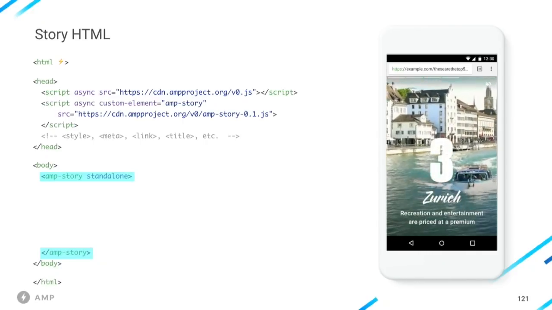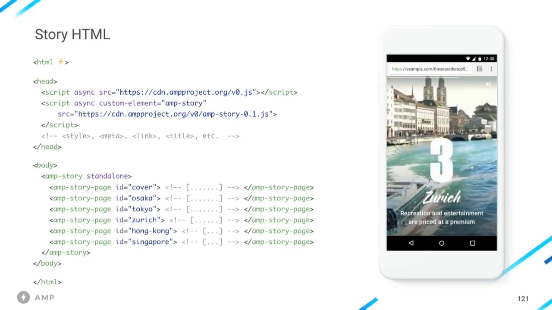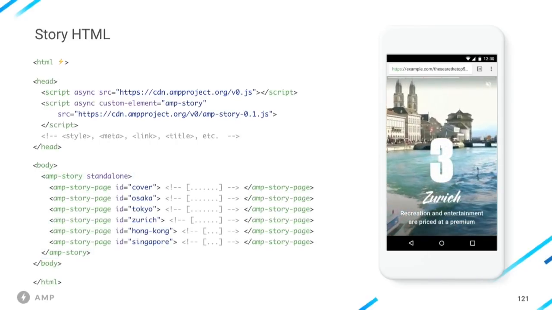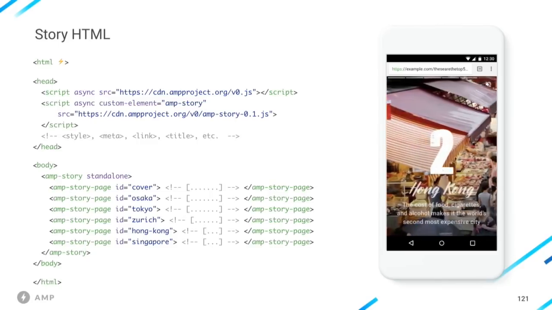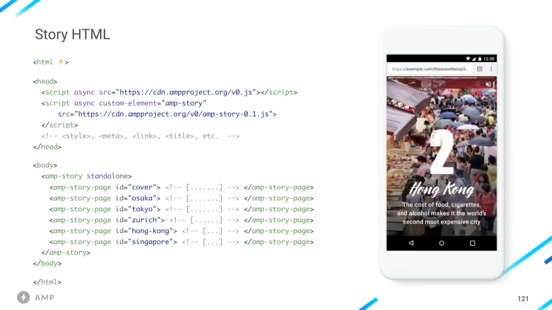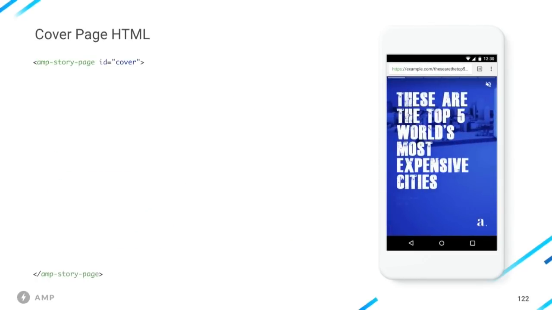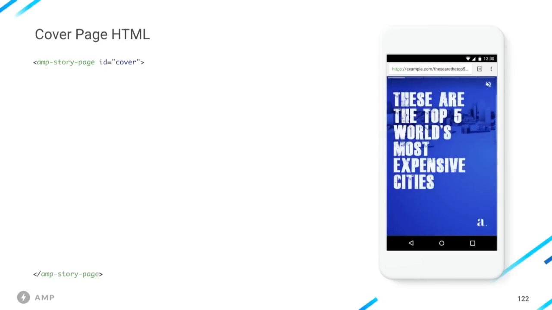Now, as I mentioned before, for each page in your story, you can have an AMP Story page tag. Each page has an ID so that it can be uniquely identified. Now let's take a look at how you would create the cover page of our story. So remember, a story page is made up of multiple layers stacked back to front. And we saw these examples earlier.